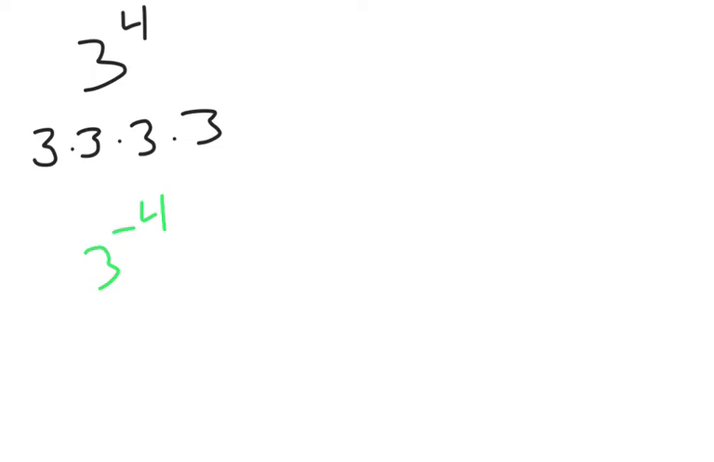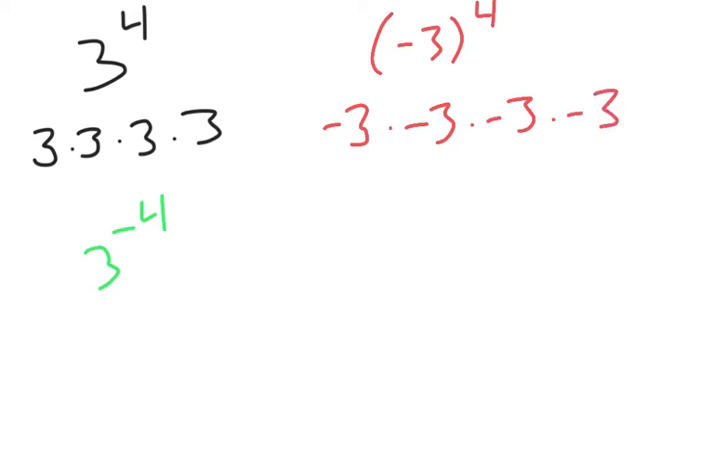So it's the same rule, but negative times negative is a positive. No. What you're thinking is, if I had negative 3 to the fourth power, this is negative 3 times negative 3 times negative 3 times negative 3. Remember, the number tells me how many times I'm going to multiply. I'm multiplying 4 times. How can I multiply a number negative 4 times?